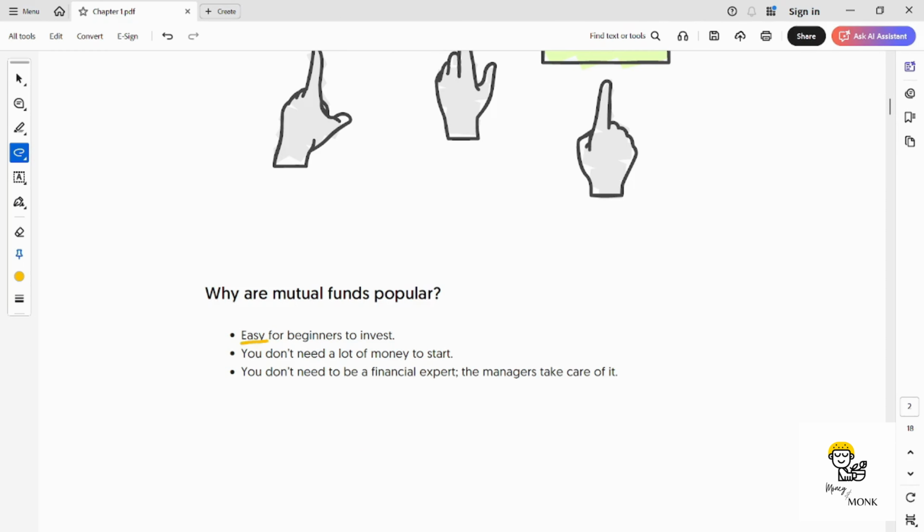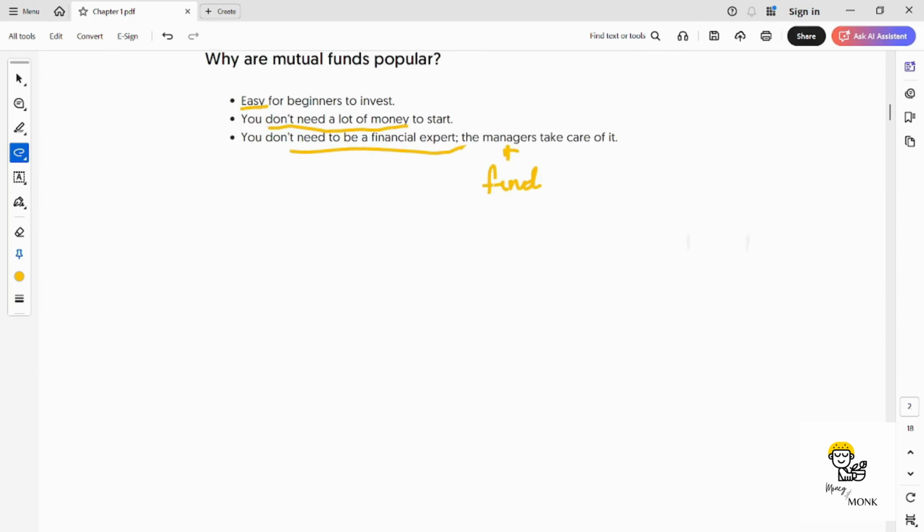Why are mutual funds so popular? They're easy for beginners to invest in. You do not need humongous capital to start. You do not need a lot of money to start. And you do not need to be a financial expert because the fund managers take care of it.